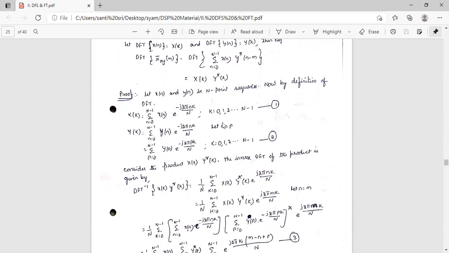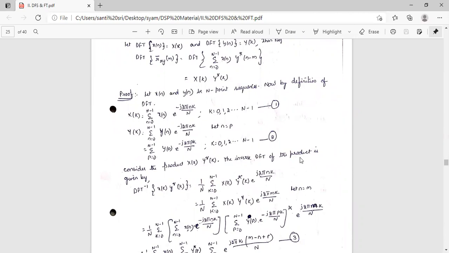Okay, let n be p, so it will become sigma p equal to 0 to N minus 1 y of p into e power minus j 2 pi pk by N, for k varying from 0 to N minus 1. That is equation number 2. Okay, consider the product X of k into Y star of k.